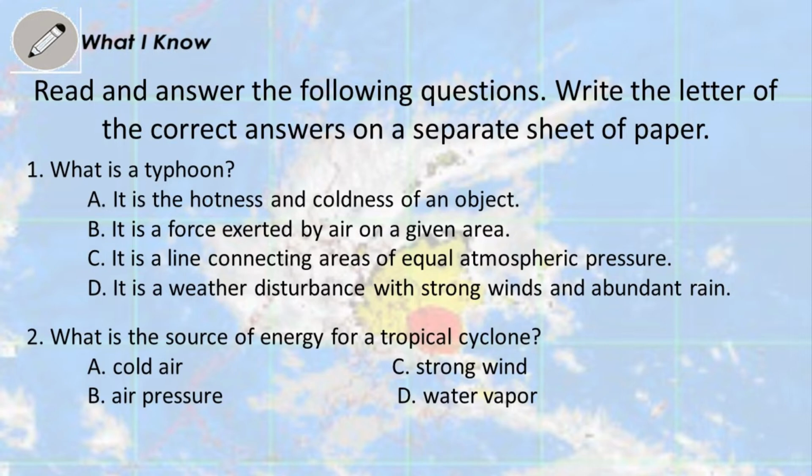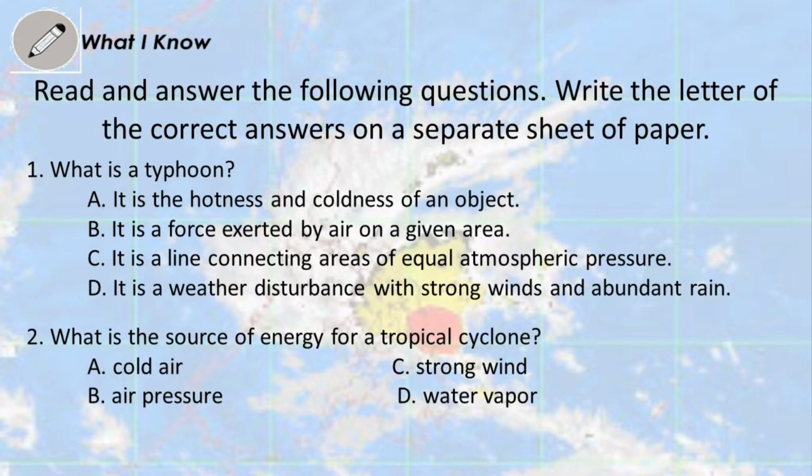1. What is a typhoon? A. It is the hotness and coldness of an object. B. It is a force exerted by air on a given area. C. It is a line connecting areas of equal atmospheric pressure. D. It is a weather disturbance with strong winds and abundant rain.